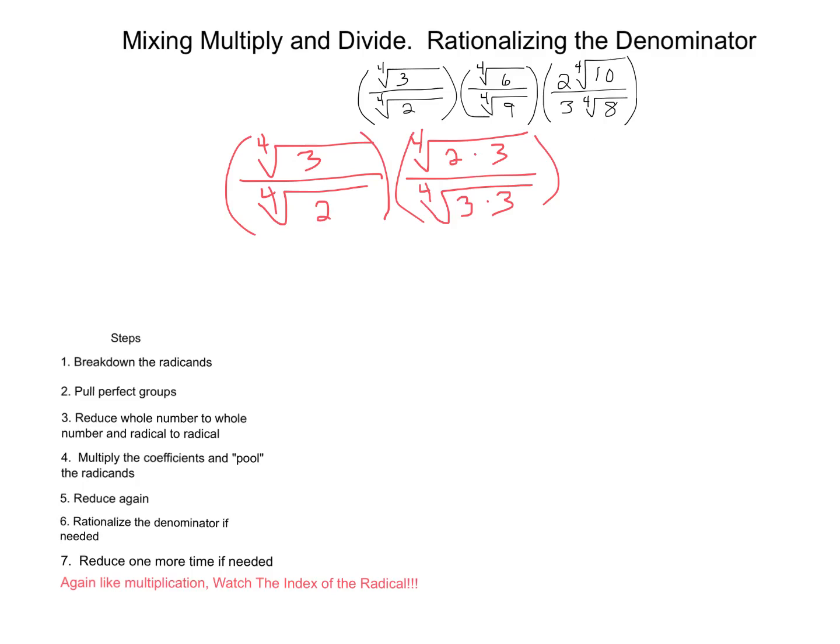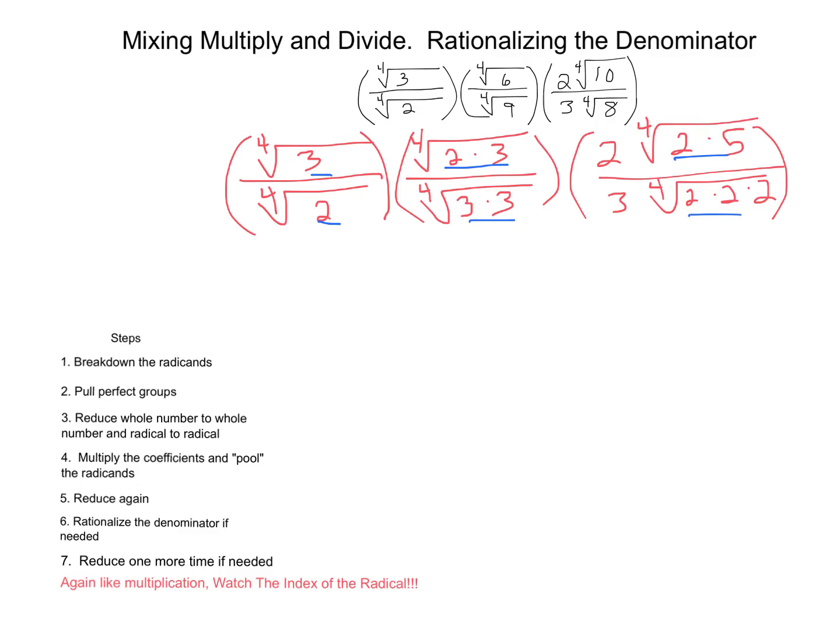There we go. And here, 2, 4th root of 2 times 5. 3, 4th root, and again, we all know 8 is 3 2s. Alright, so there's my first one. Now my next step, let's try to pull perfect roots. So this has nothing, nothing, nothing, nothing, nothing. So nothing going there. So let's pool everything.